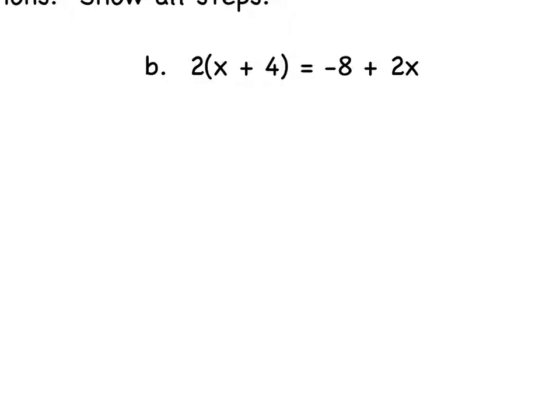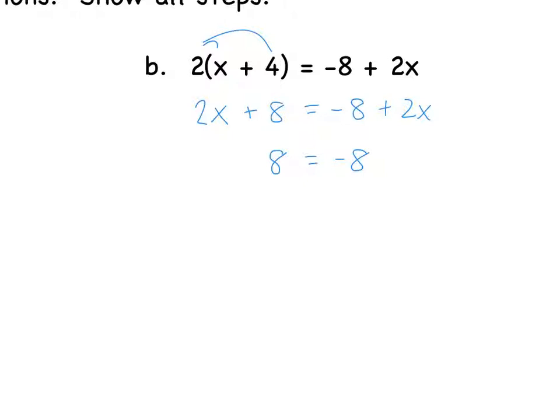2 times the quantity x plus 4 equals negative 8 plus 2x. So again, let's start by distributing. So we have 2x plus 8 equals negative 8 plus 2x. Getting our x's on one side, you should recognize that 2x and 2x cancel. So we are just left with 8 equals negative 8.